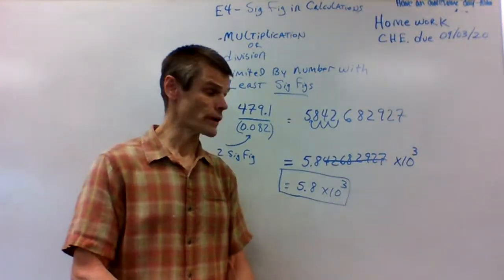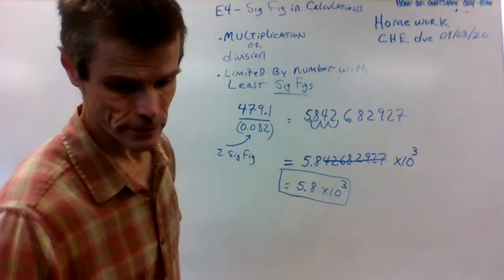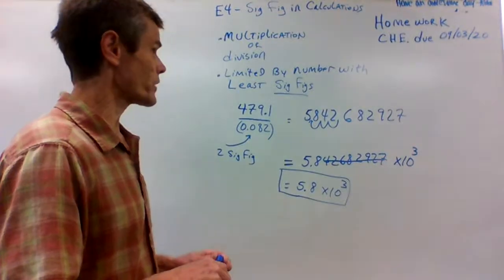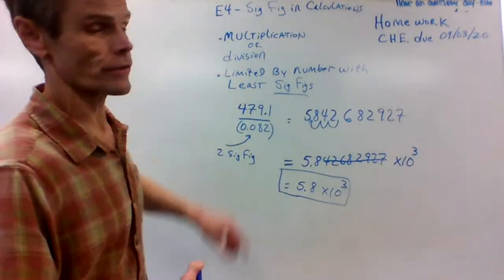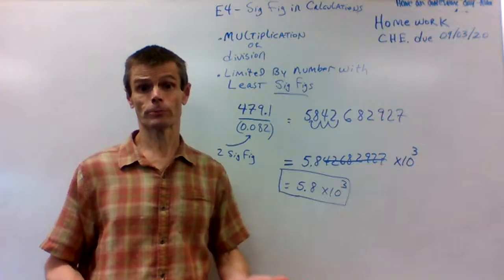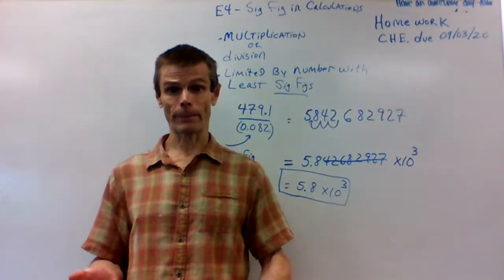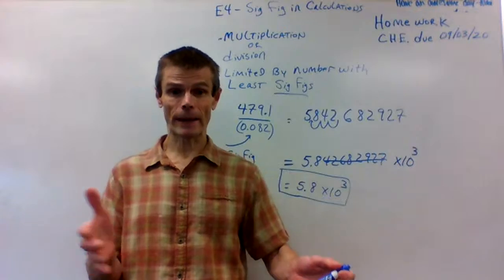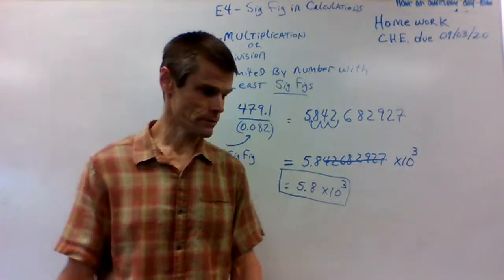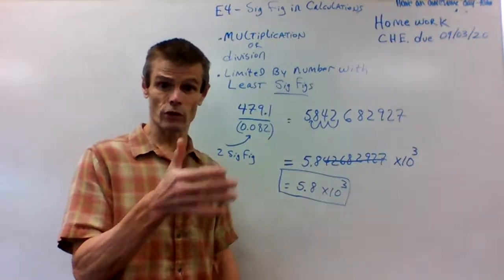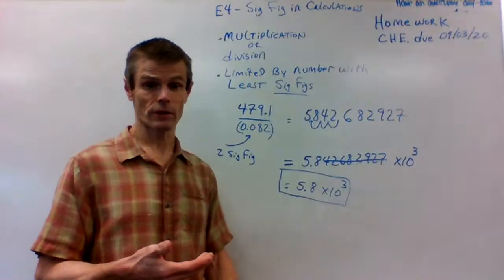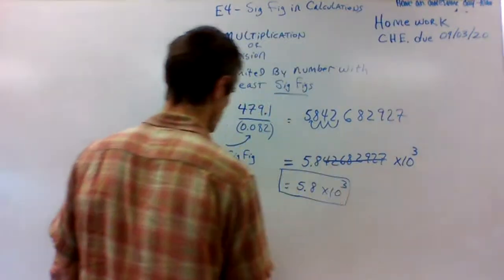Exponents. We use exponents a lot in science. When we use exponents, we use the same rules we do for multiplication and division. If we think about squaring a number, it's basically multiplying that number by itself 2 times. So we use the same rules we would use for multiplication and division.